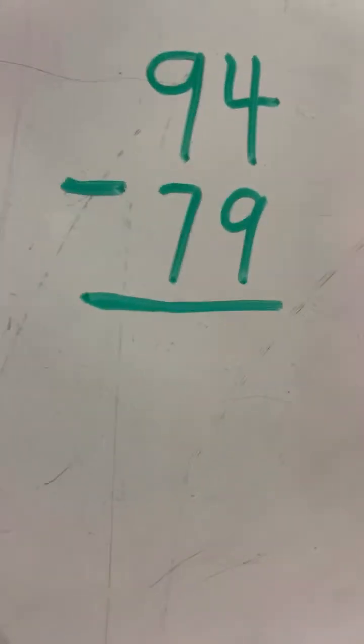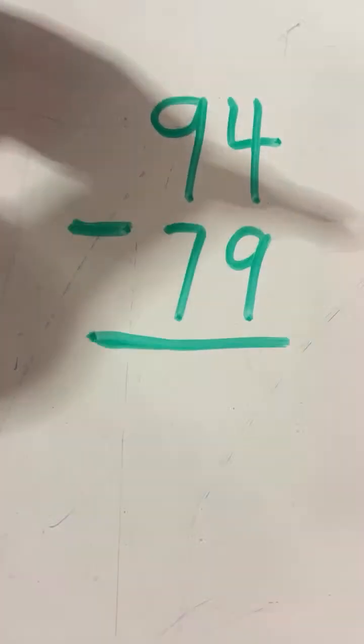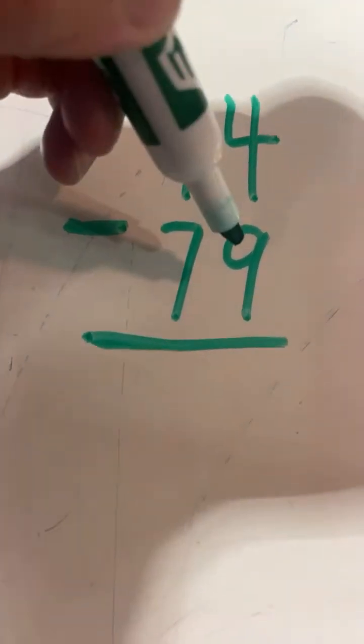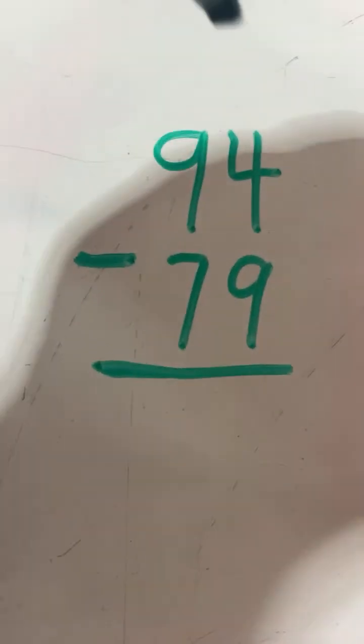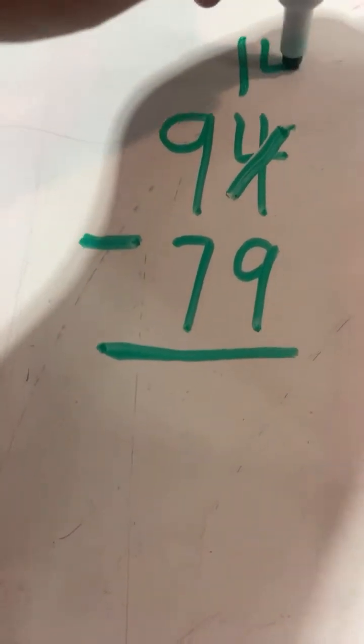All right, 94 minus 79. That is my next example problem. So we start seeing if regrouping is needed, and it clearly is. You cannot start with 4 and take away 9, so we're going to add a 10 to the ones place and take away a 1 from the tens place. The 4 becomes a 14. The 9 becomes an 8.